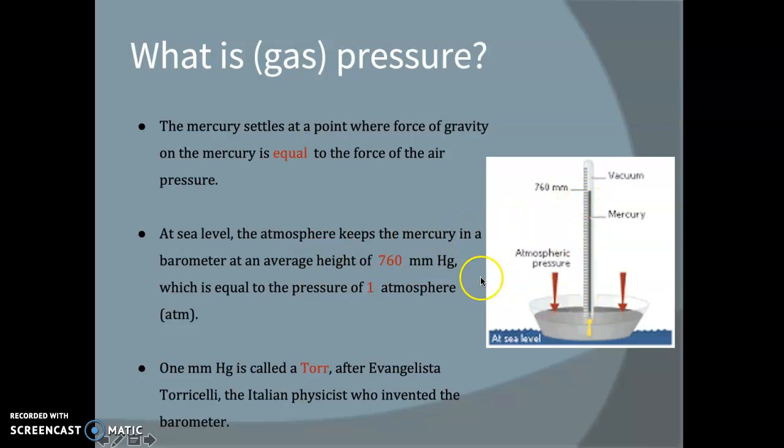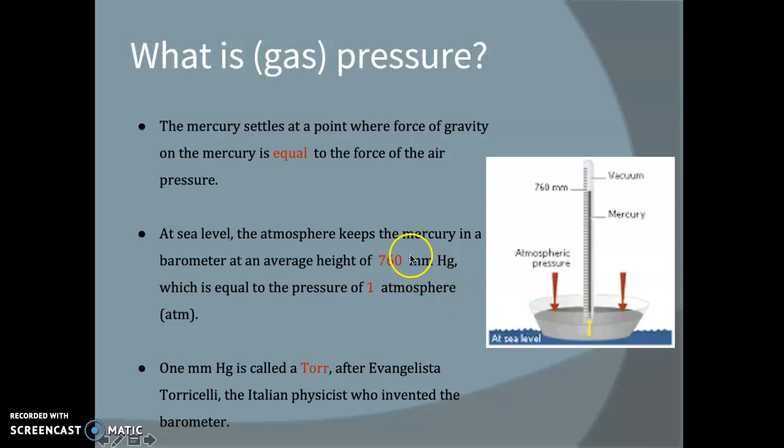So at sea level, the average height of the mercury is 760 millimeters high. So 760 millimeters, that's like 0.76 meters, right? Got to move it 3 spots to get back.